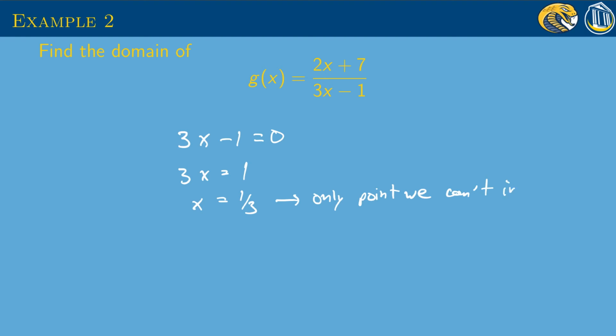we can't include. So in general, we could write that this is all real numbers other than 1/3, or using interval notation, we could say that we're going from negative infinity up to 1/3 with a round bracket, and then also from 1/3 up to positive infinity, also with round brackets, and then this union symbol ties them both together. Notice that since neither of these brackets are square, 1/3 is not included in the domain.